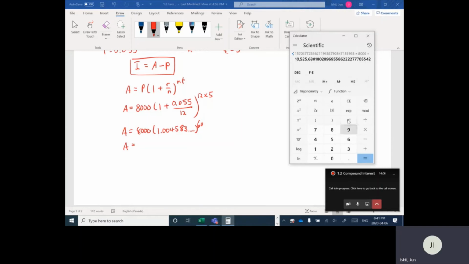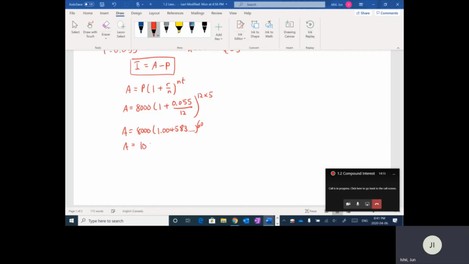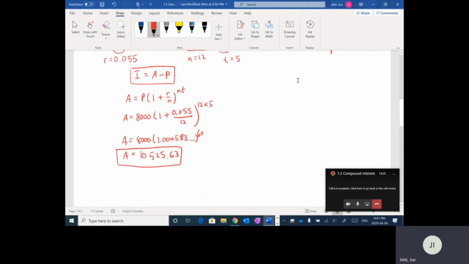All right, so as a result, we want dollars and cents. So it's going to be $10,525.63. Okay, so that there is the answer there. Oh, actually, you know what? That is the final amount. It's not the actual answer we're looking for. So again, this is an added step. So to get the actual interest, you want to get the final amount.